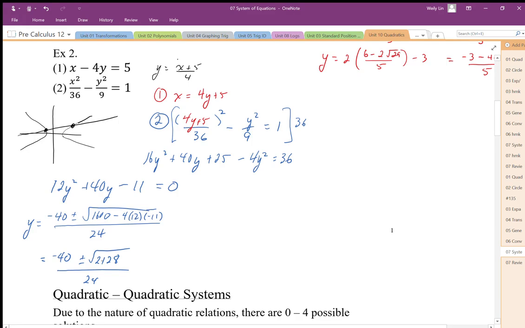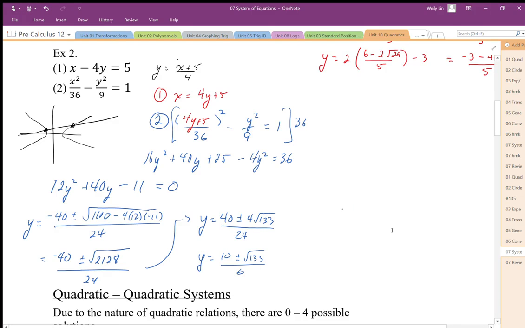So looks like there's a perfect square of 16 in here. So simplifying this, I get y equals 40 plus or minus 4 root 133 all over 24. And then this simplifies with a common factor of 4, so you get y equals 10 plus or minus square root 133 over 6. Solving for x.